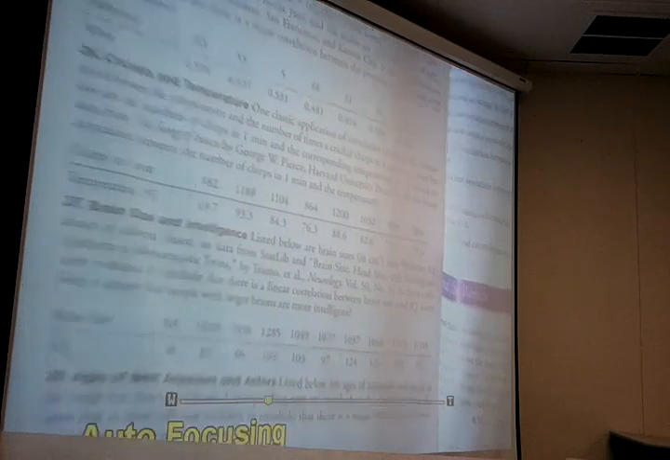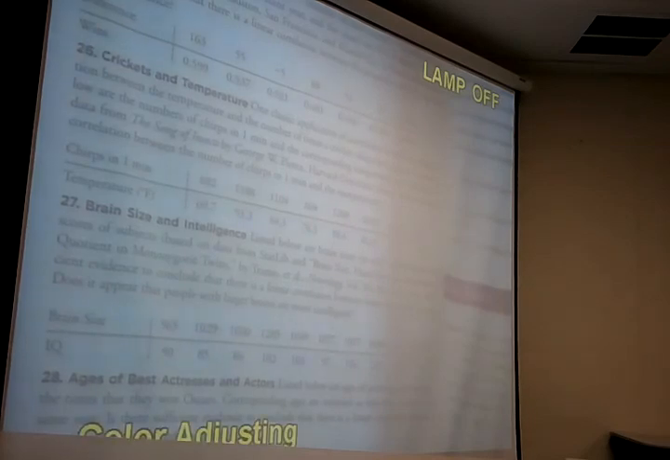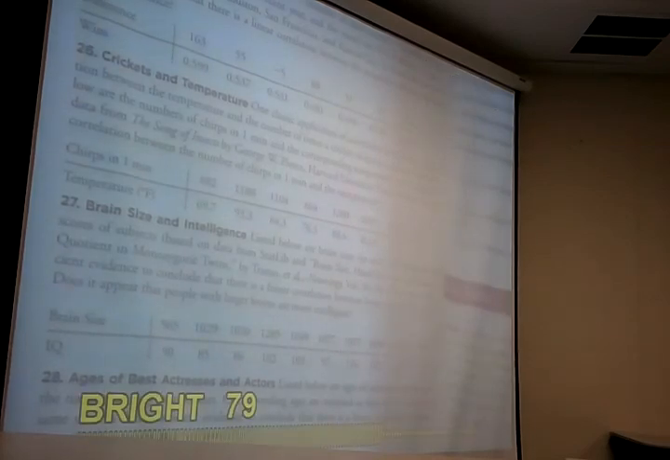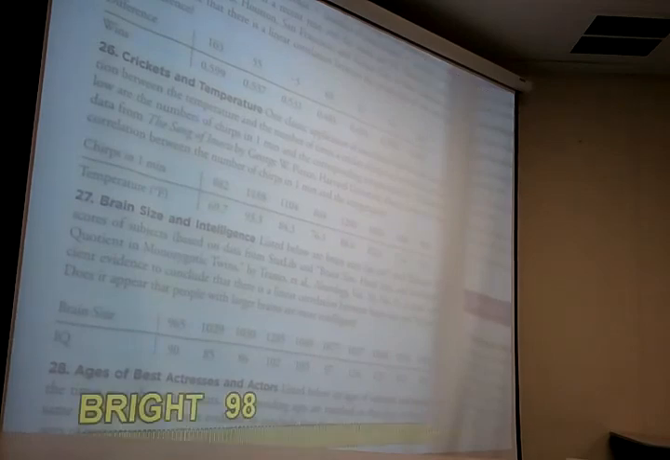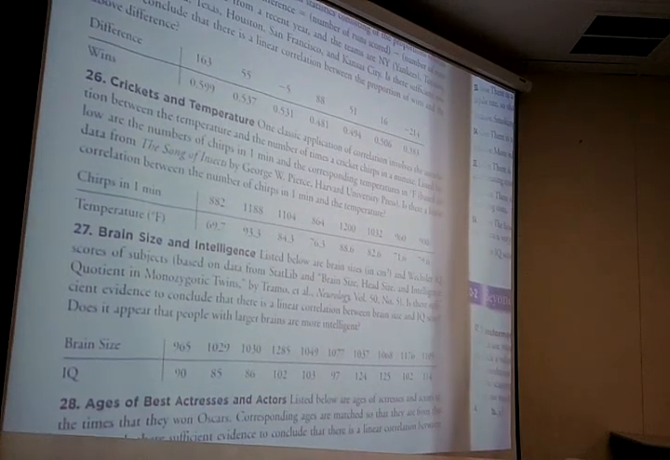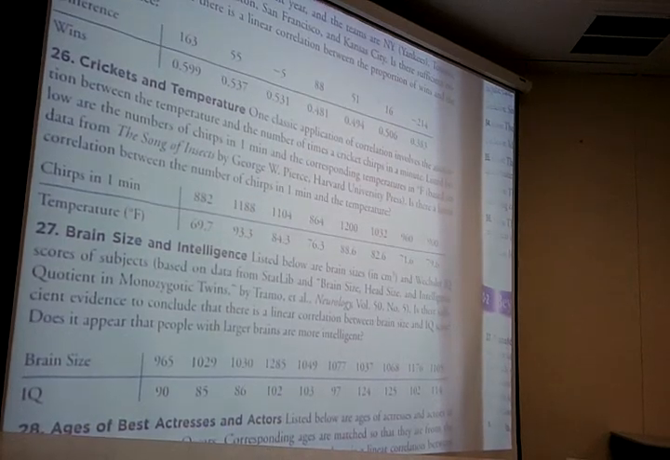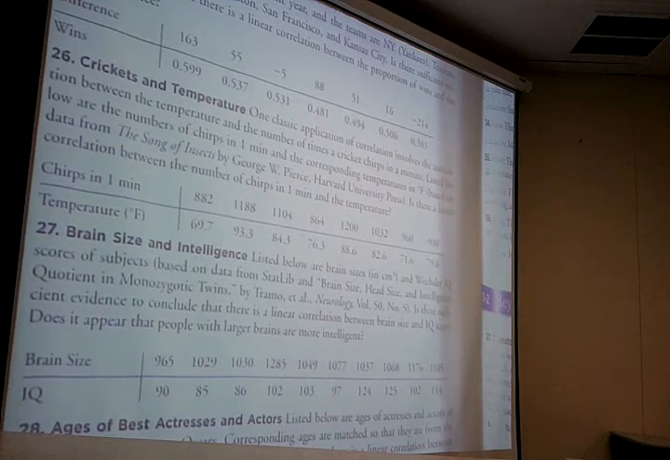Let's see. So the chirps in 1 minute go into L1. The chirps are your X's. They go in L1. So number 26. Go ahead and put that data in. Let me do that at the same time. So like was just said, the chirps we're going to treat as our X variable, so they go in L1.